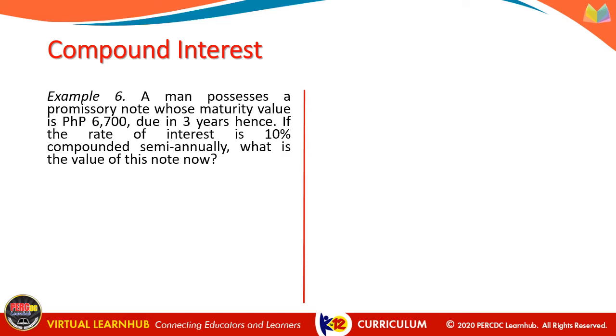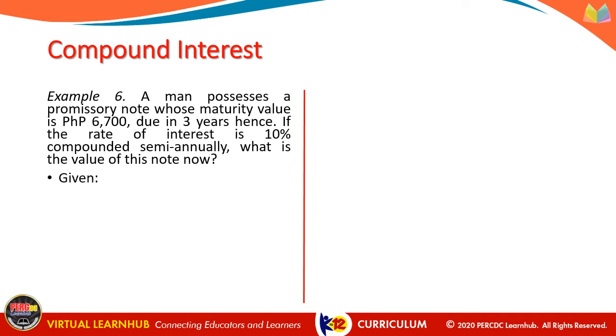Example number 6. A man possesses a promissory note whose maturity value is 6,700 pesos due in 3 years hence. If the rate of interest is 10% compounded semi-annually, what is the value of this note now?